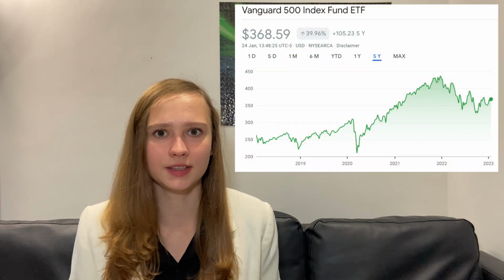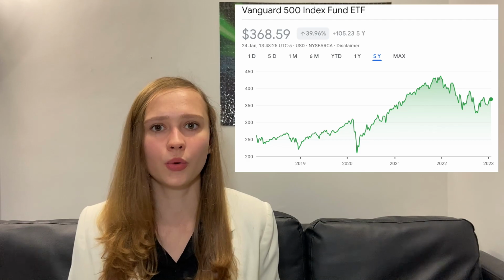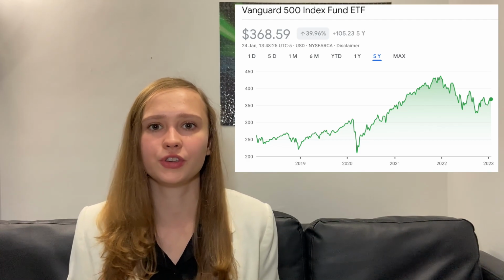The average expense ratio for index funds is about 0.2%, however it can go much lower. For example, one of the most popular index funds is the Vanguard S&P 500 ETF, ticker symbol VOO, which has an expense ratio averaging 0.04% across 10 years.